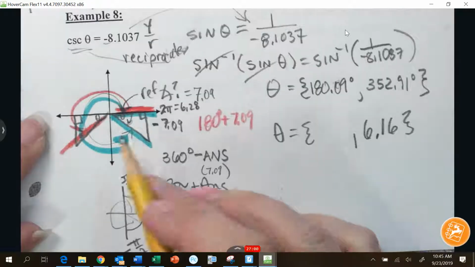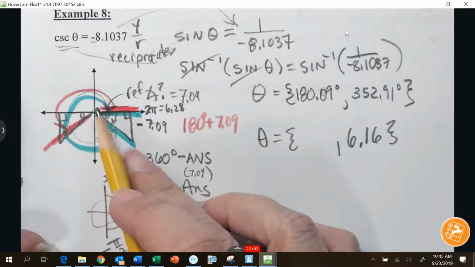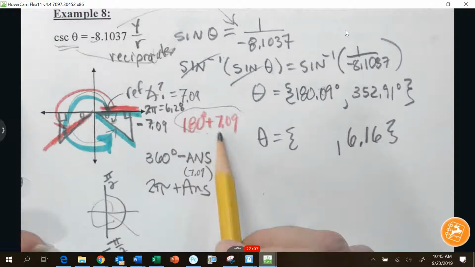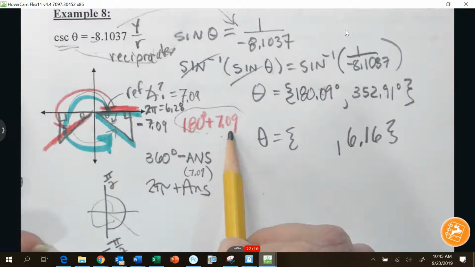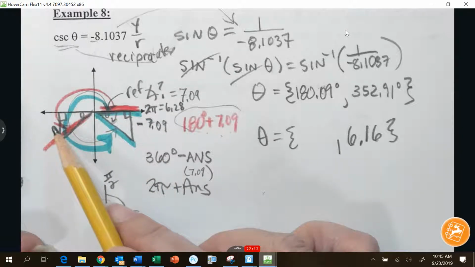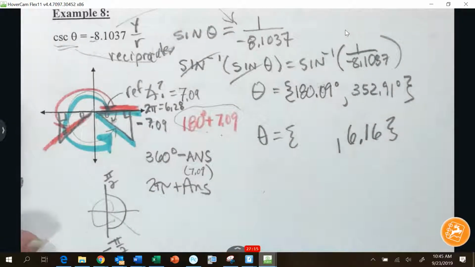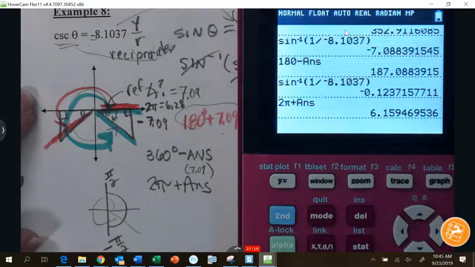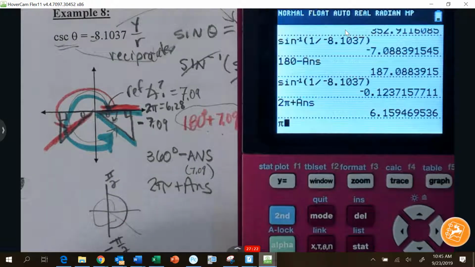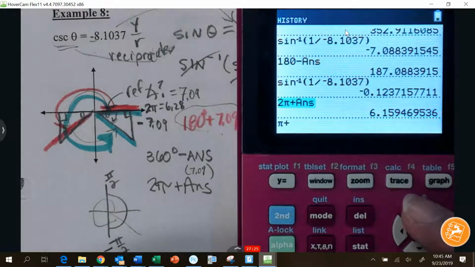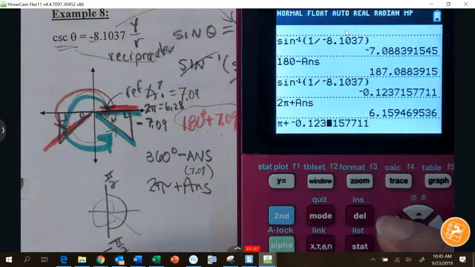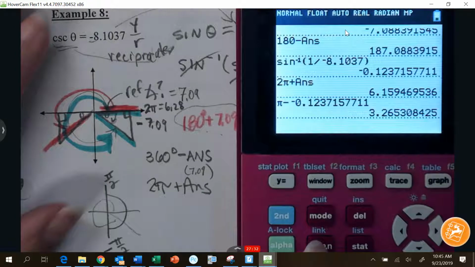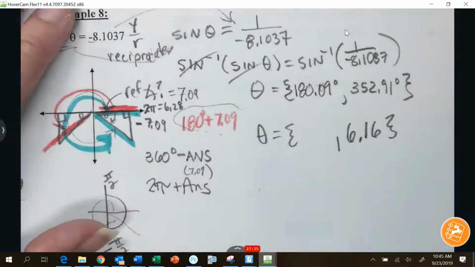Okay, and then my other one over here, what did we do? Oh, it was up here. We took 180 and added that positive version. So I'm going to take pi and add on the positive 0.1237, whatever it was. Oops, so I have to change it to minus negative. And I get 3.27. And again, that has to make sense for the quadrant it's sitting in.